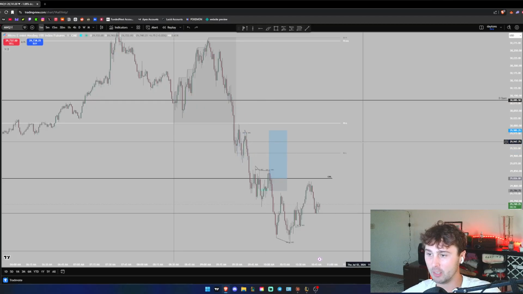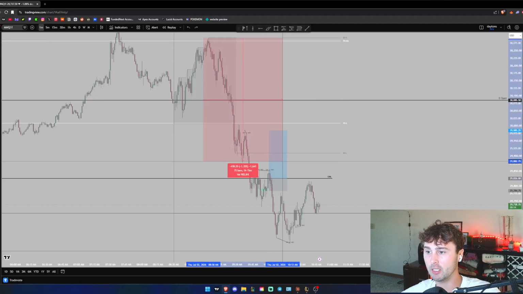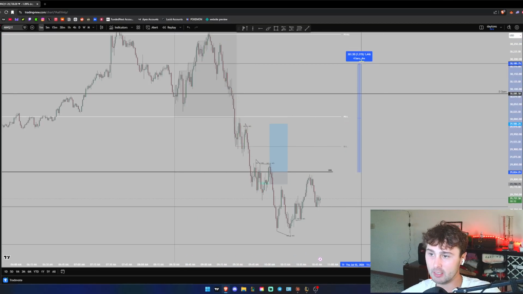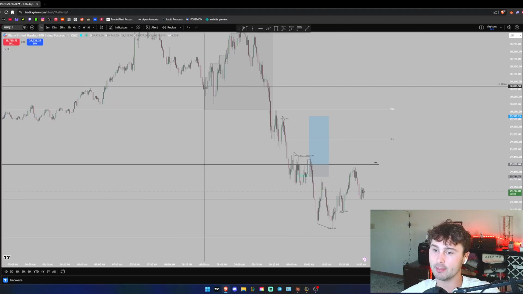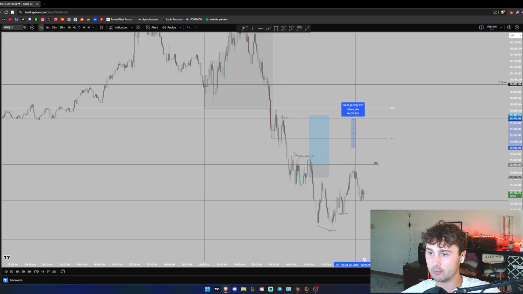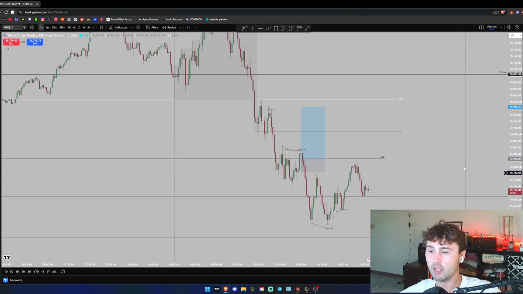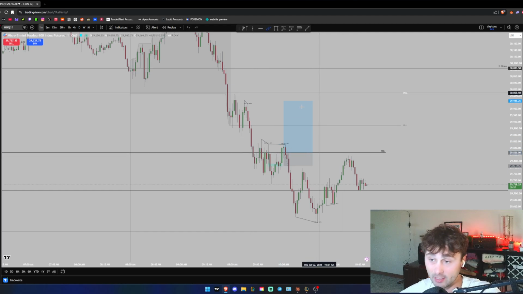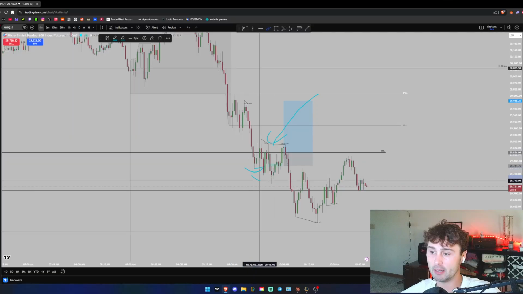This 100-point move here, not enough for me because we already came down, what, 400 points. So I wanted to see us rebalance at least to daily open or something like that, right? Not just a little 100-point bounce right here. That's not much for me. So what I did is I waited. I almost took this entry here on the sweep and close back above, but I didn't because I figured we're going to want to sweep out this low again.